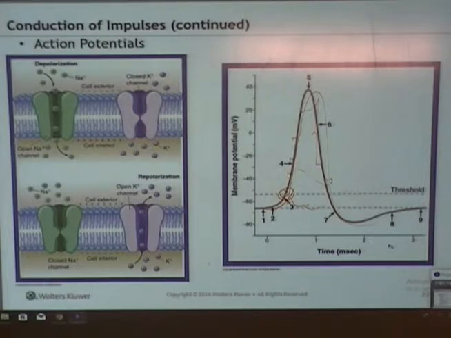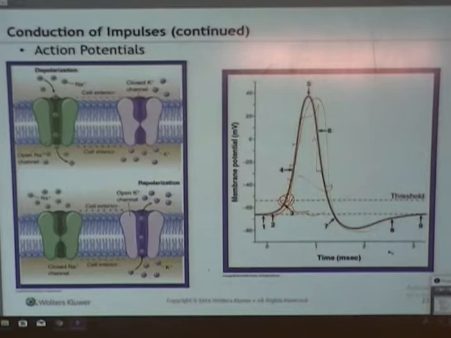The chemical that floats across the synapse, when we're looking at the neuromuscular junction, that chemical is ACH, acetylcholine. ACH is excitatory, so it stimulates another action potential to run across the surface of the muscle.